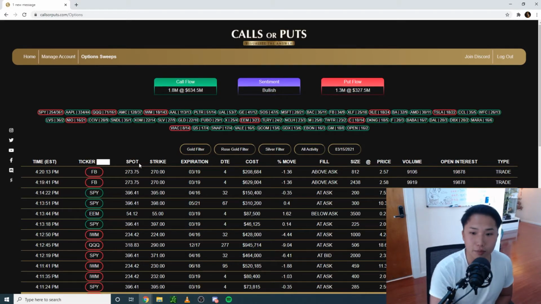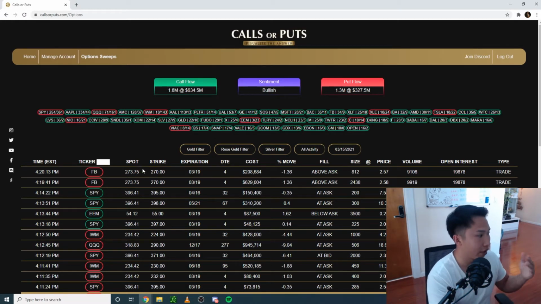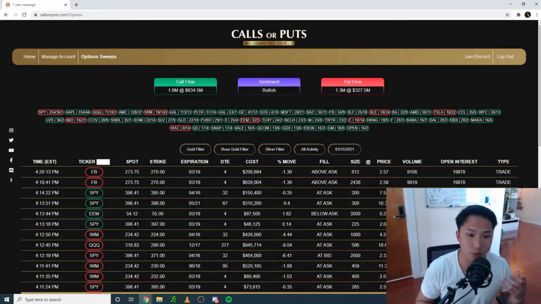Spot price is the price that the specific underlying stock was at when the sweep came in. So here, Facebook was $273.75 when the sweep came in. The strike price is the price that they selected the contract for, not that they think it's going to hit that specific price, because sometimes it's already above it, but that's the strike price.